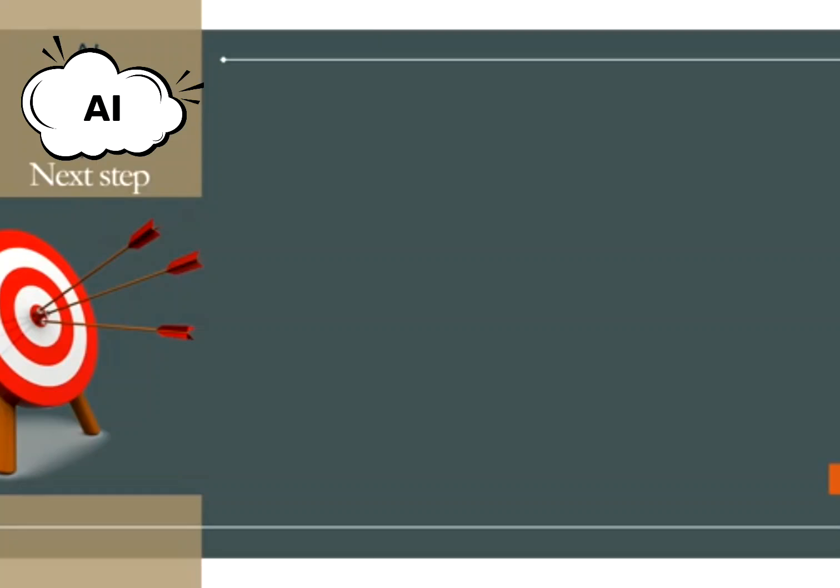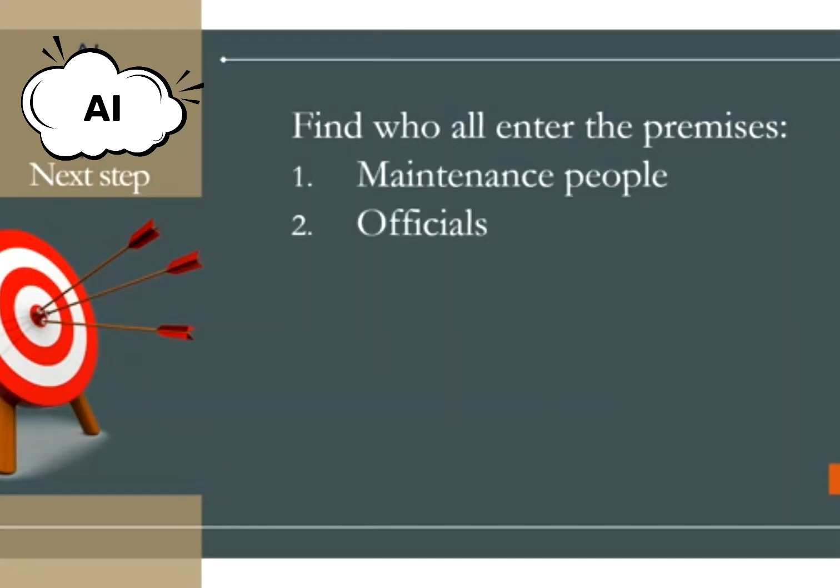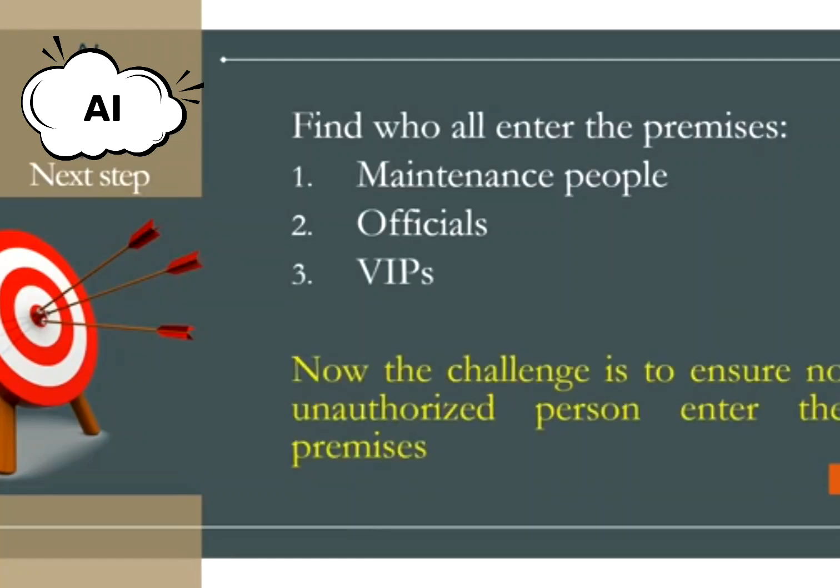Once we decide that we are going to design a surveillance system, we start interacting with the authorities. We get to know that some people are allowed to enter the area where the diamond is kept. So we make a list of people who can enter the premises. It could be maintenance people, it could be some officials, or it could be some VIPs. Now the challenge is to ensure that no unauthorized person enters the premises.